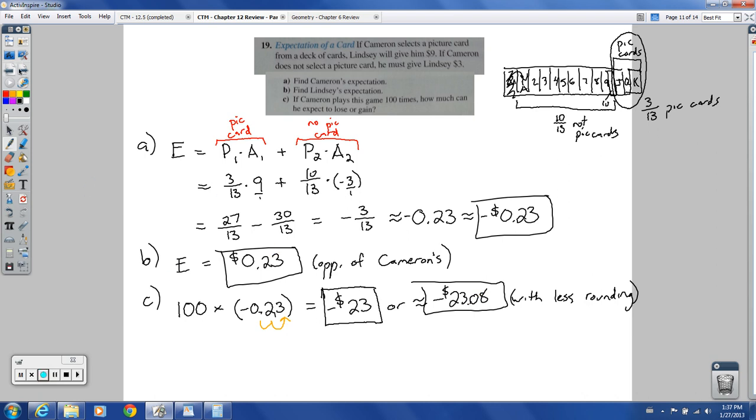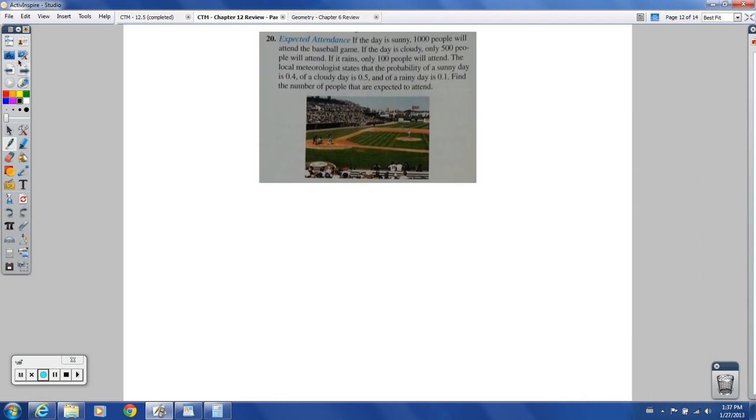Okay, getting there, getting close. Number 20, expected attendance. These expectation problems, they take a little longer, but they're very, very useful, practical problems. Lots of actuaries would do this to determine if their business is going to gain or lose money. By doing something like this, you can figure out if something's a good deal or not, if you're getting a fair shake by doing expectation type probability problems.